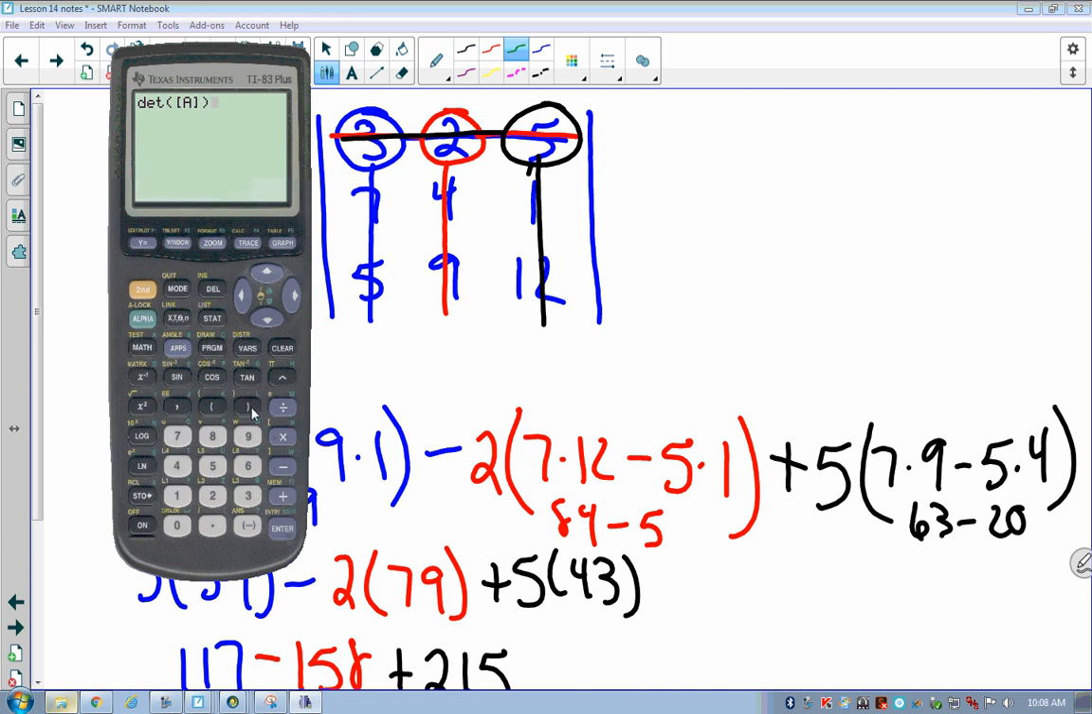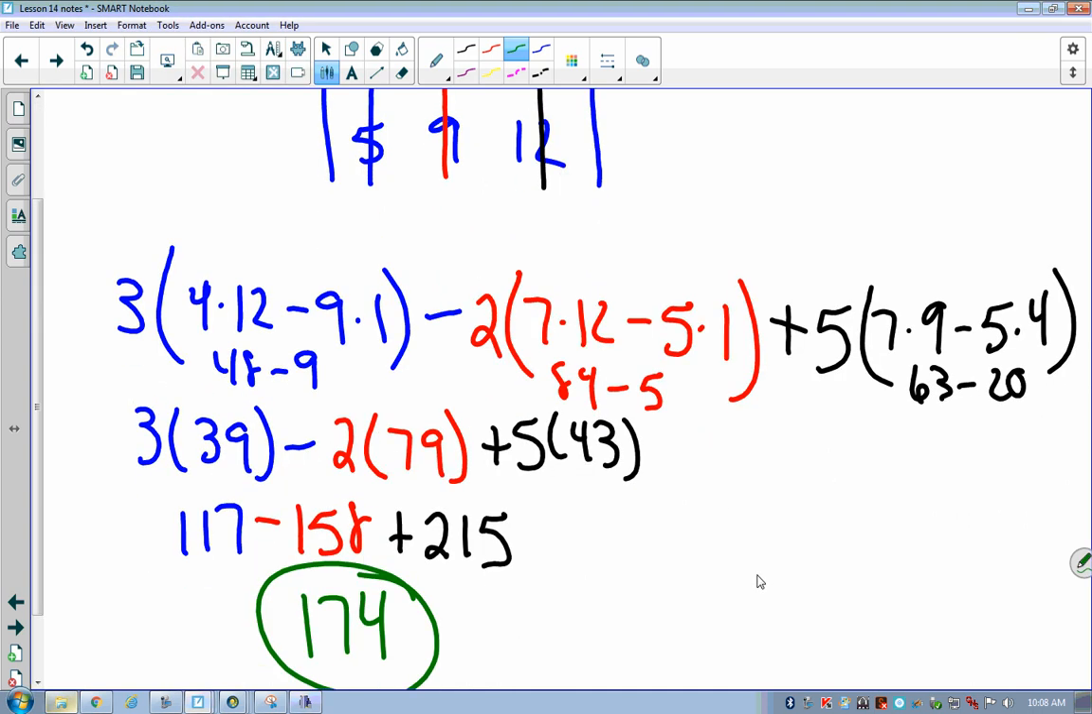I always like to close up my parentheses. And did our answer match their answer? 174, 174. Can the calculator do it a little bit quicker than I can do it?